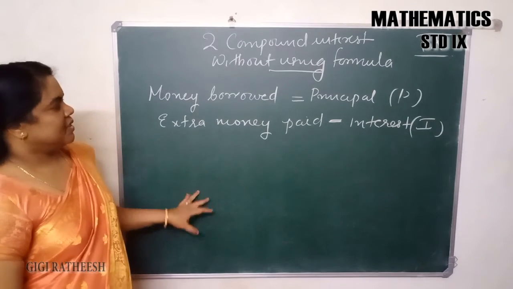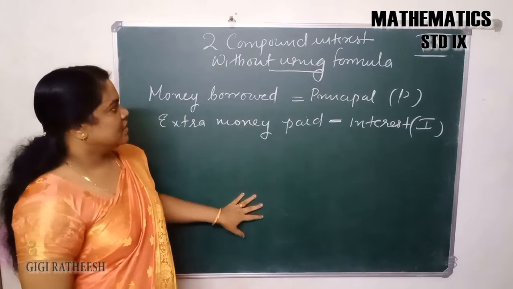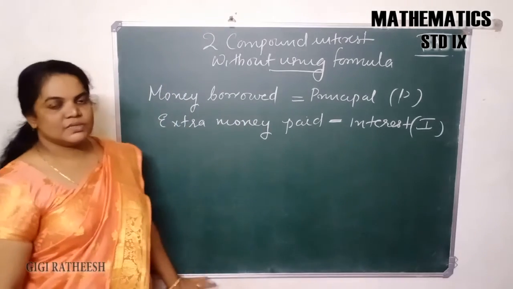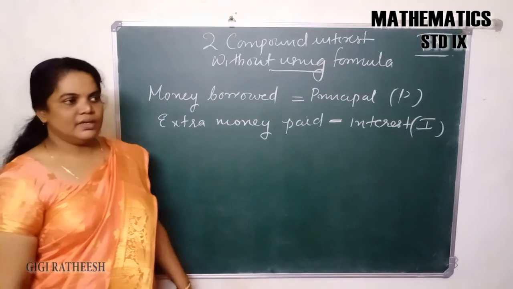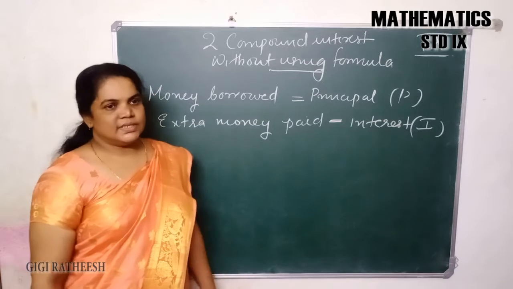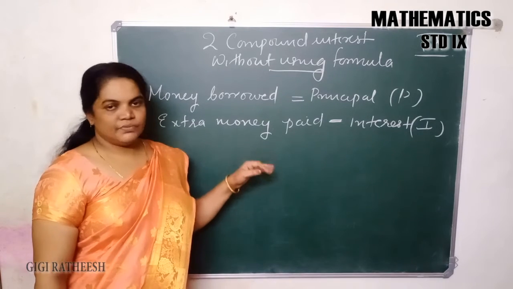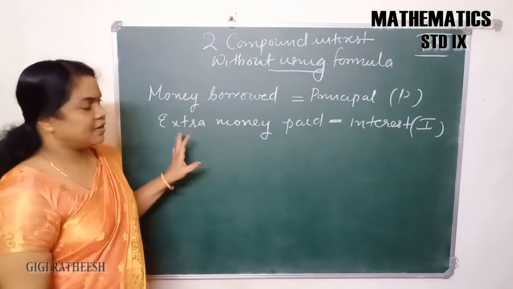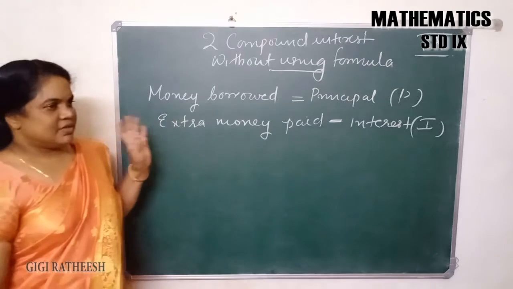Here today we are studying the second lesson of standard 9, that is compound interest without using formula. How can we calculate compound interest without using formula? Sometimes in need we borrow money from some authorities, some persons, etc. for a certain period, due to some financial crisis or something like that, we borrow some money from some authorities or some persons for a certain period.